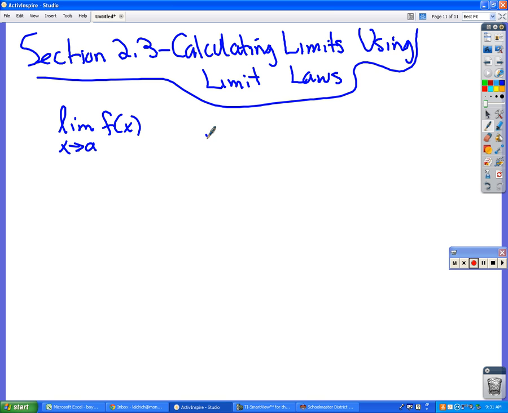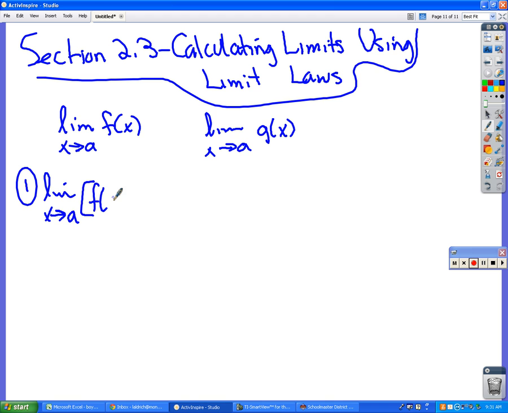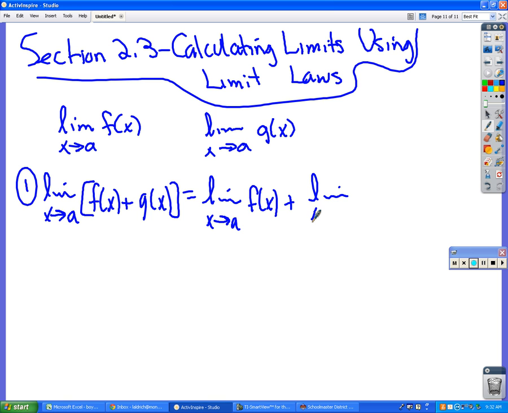f of x and g of x. And here's what I'm going to tell you. It is groundbreaking stuff. If you want to figure out what the limit as x approaches a of these two things added together is, guess what you have to do? Add the individual limits together. So that would be equal to the limit of the first function plus the limit of the second function.